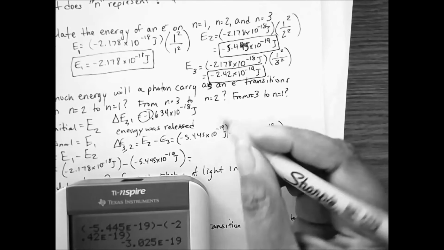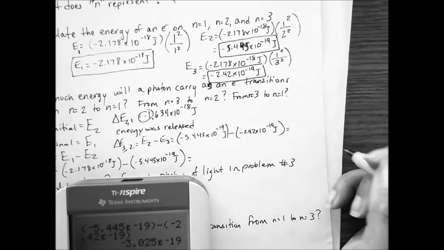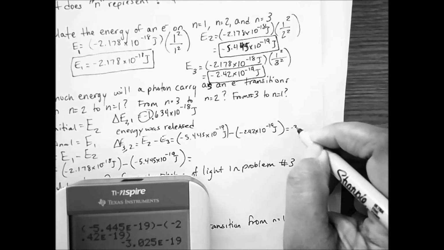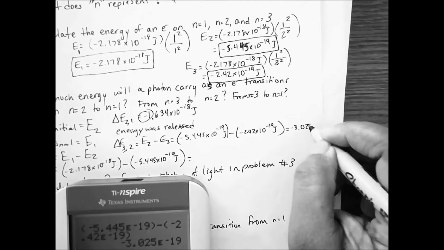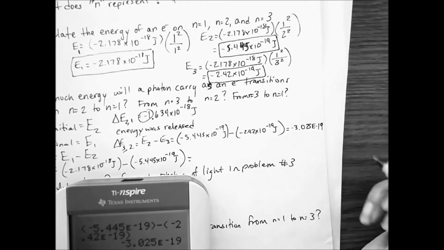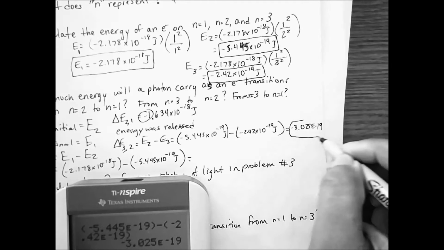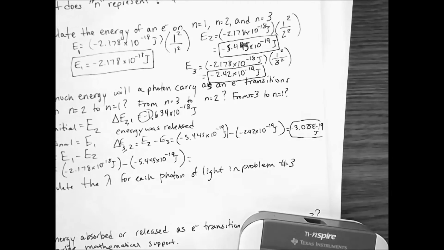This delta E, running out of room, this delta E is negative 3.025 times 10 to the negative 19 joules. What does that number mean for us? We got negative 3.025 times 10 to the minus 19. When we go from the third ring to the second ring, what's going on here now?